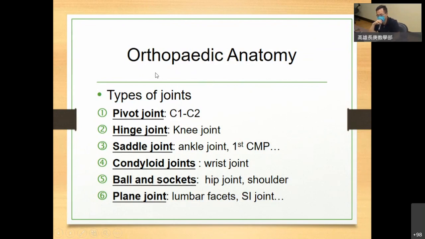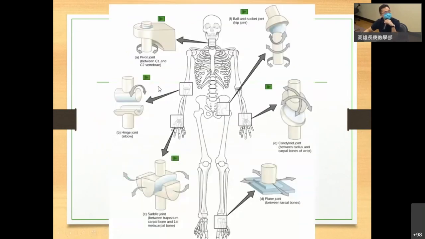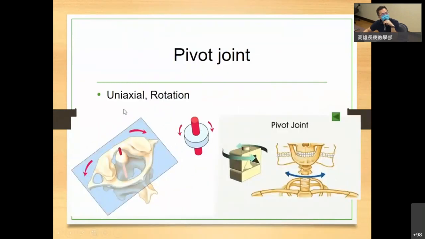Okay, so the third, the fourth, the fifth, and the sixth. Next, I will introduce these. First, the pivot joint. The most important pivot joint is over the C1 and C2. The pivot joint means it's a uniaxial movement, and the major function is rotation. For our C1 and C2, the C2 dens is over the C1 vertebral body, and the major function for our head is rotation. So this is the function of the pivot joint.